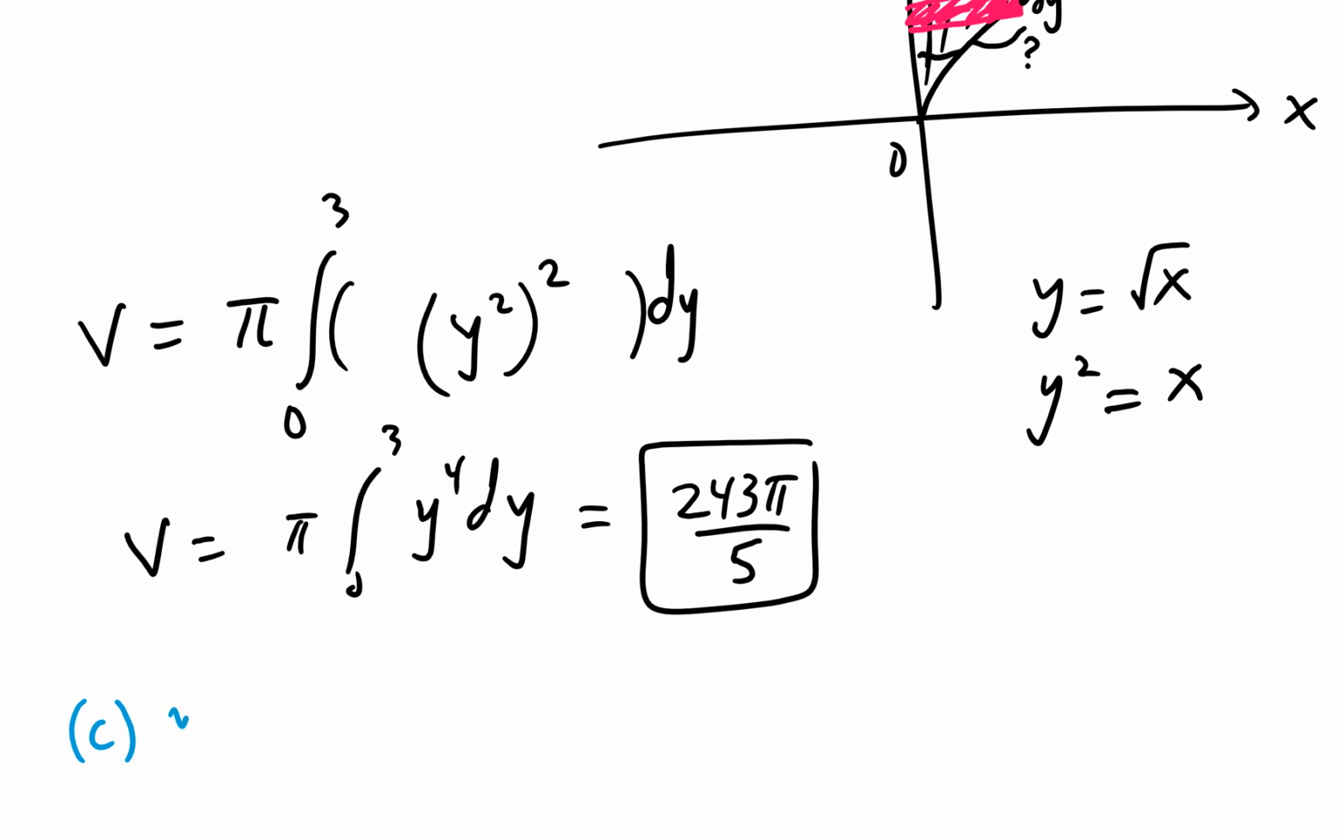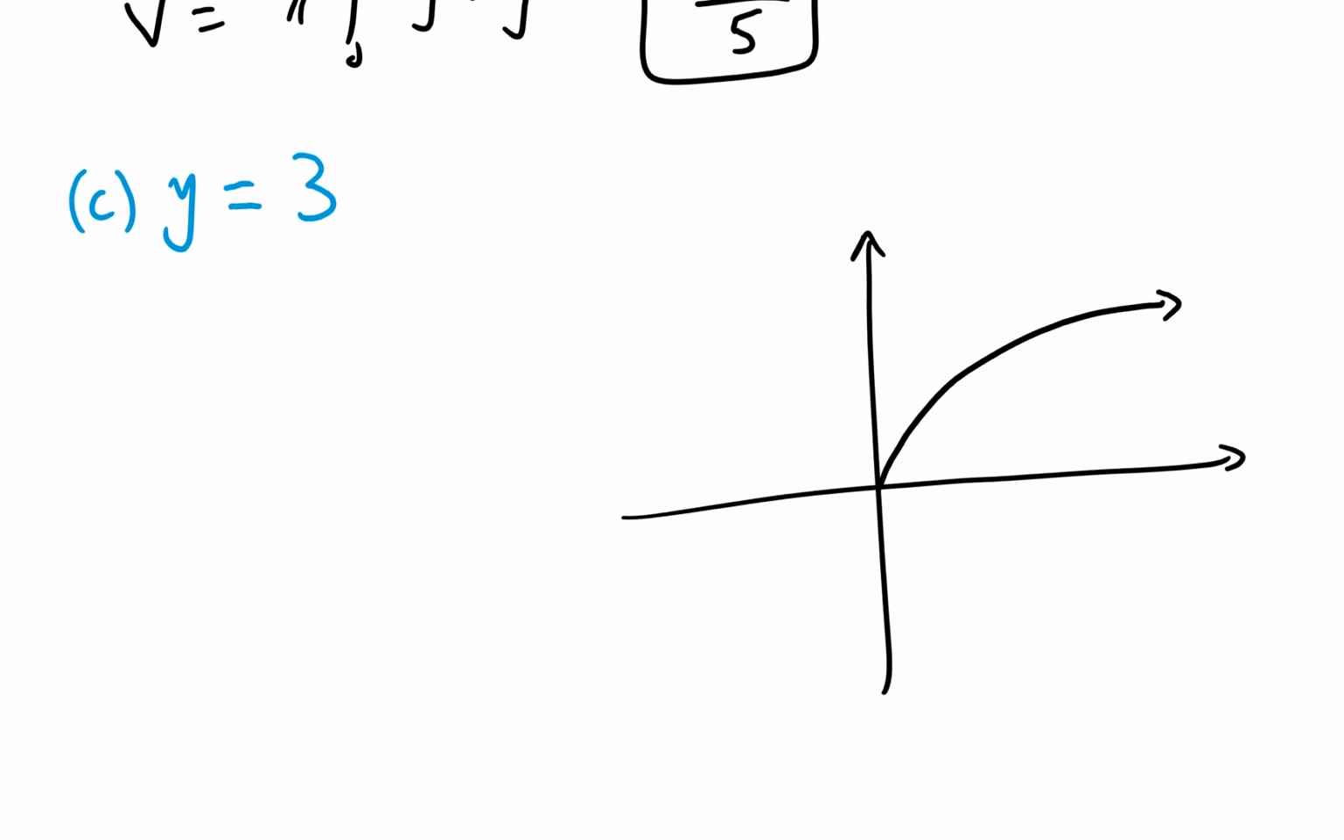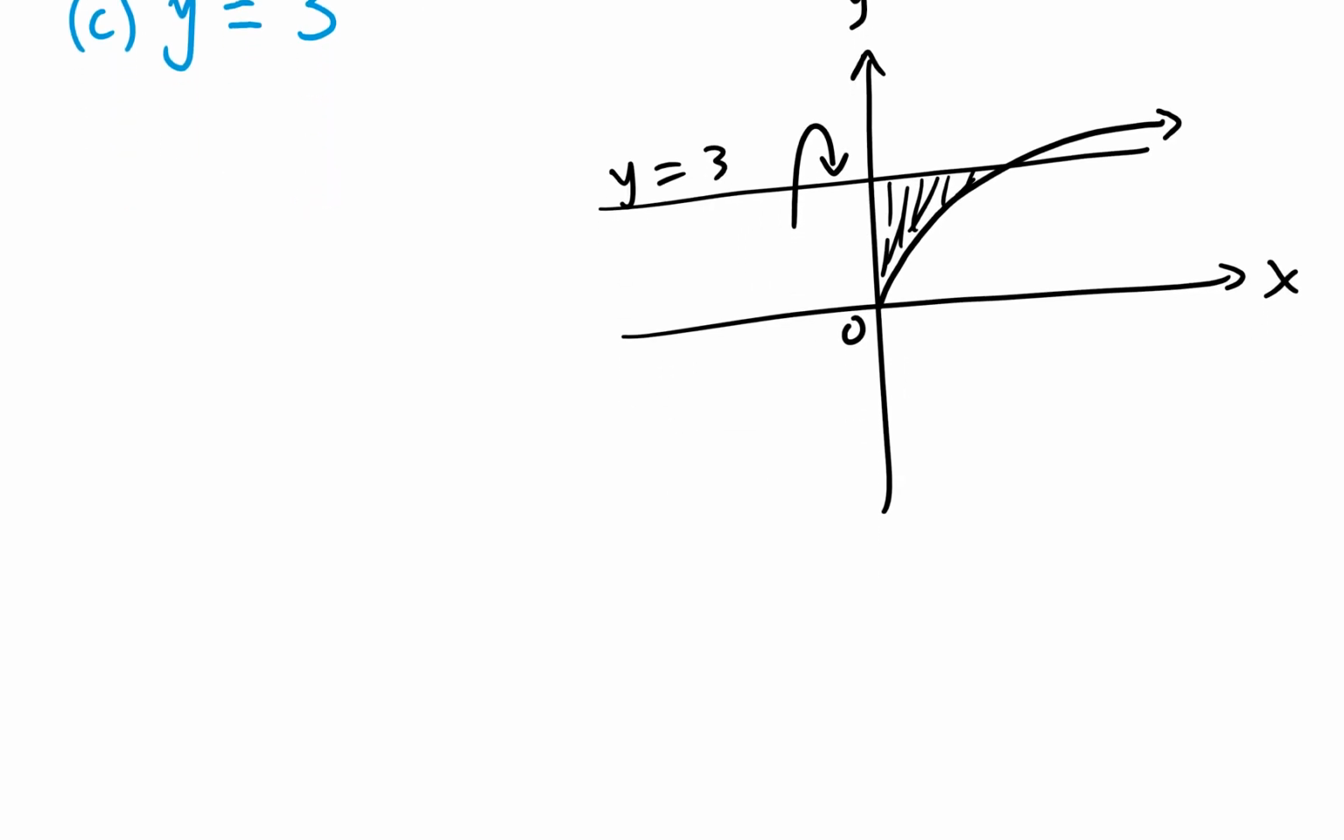I'm going to take the same region, but I'm going to rotate it around y equals 3. I'm redrawing the region again, y equals square root of x, y equals 3. We label everything, and we're taking this region about y equals 3. So remember, we draw a rectangle perpendicular to the axis of revolution, right? Our goal is to find this distance. That distance is the radius.